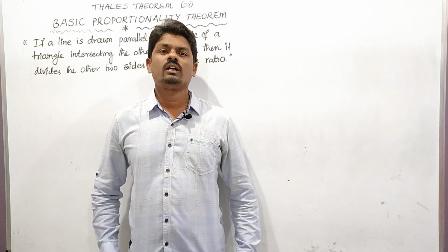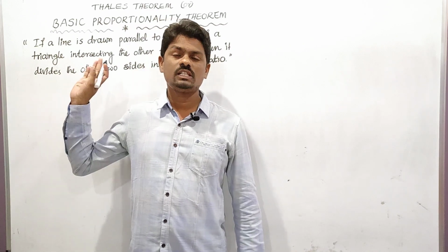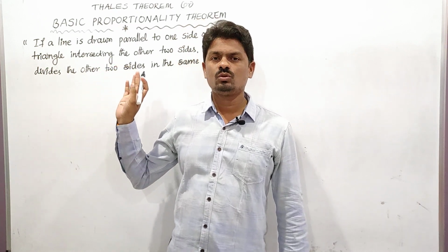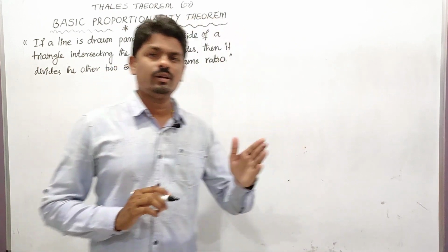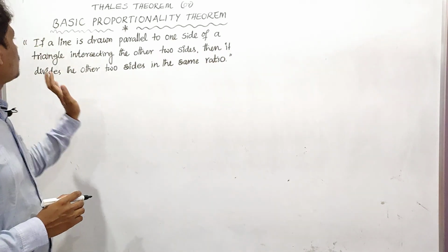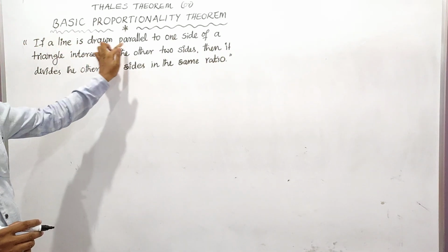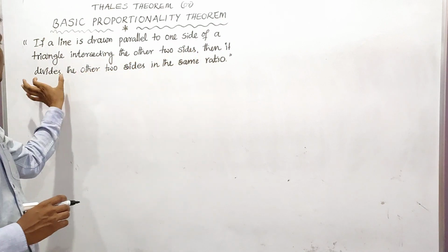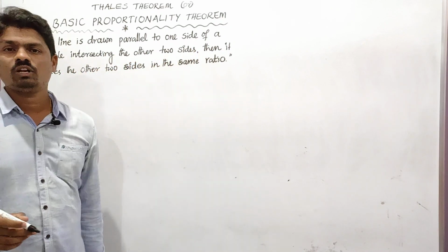Today we are going to learn about similar triangles part 2, the basic proportionality theorem. It is also known as Thales theorem. So see student what it says. What is the statement of the basic proportionality theorem? If a line is drawn parallel to one side of a triangle intersecting the other two sides, then it divides the other two sides in the same ratio.